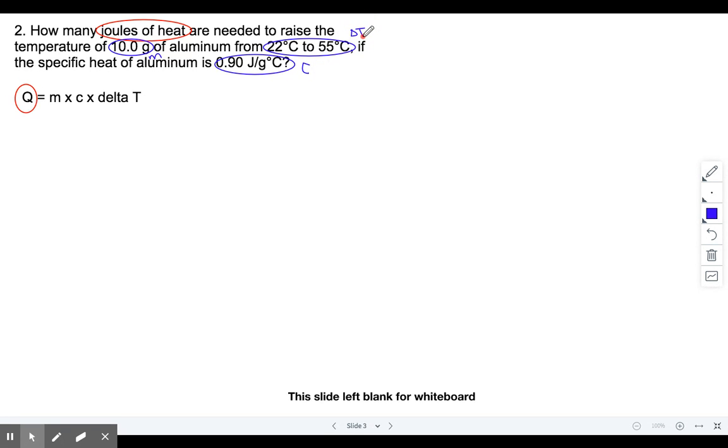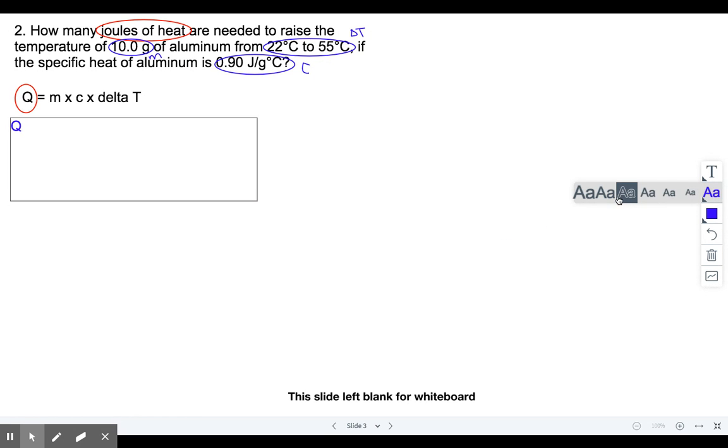Okay, so now I just want to plug these things into the formula. So I'm going to go back into typing again. Okay, so we're looking for Q, so there's my unknown. I'm going to change back to black, sorry. Okay, so Q equals, the mass is 10.0 grams. The C is 0.90 joules per gram Celsius. And the temperature change is 33 degrees Celsius.